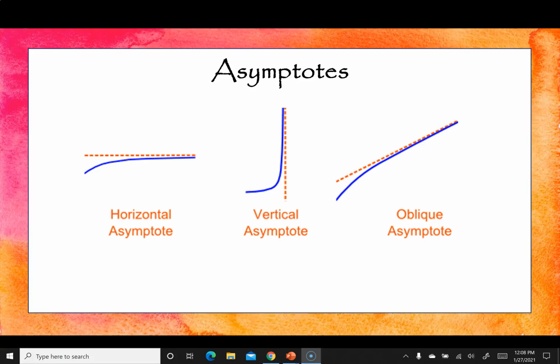And if you didn't know, the theme song for asymptotes is do do do do do do do do. Can't touch this. Do do do do. All right, I'll stop right there.